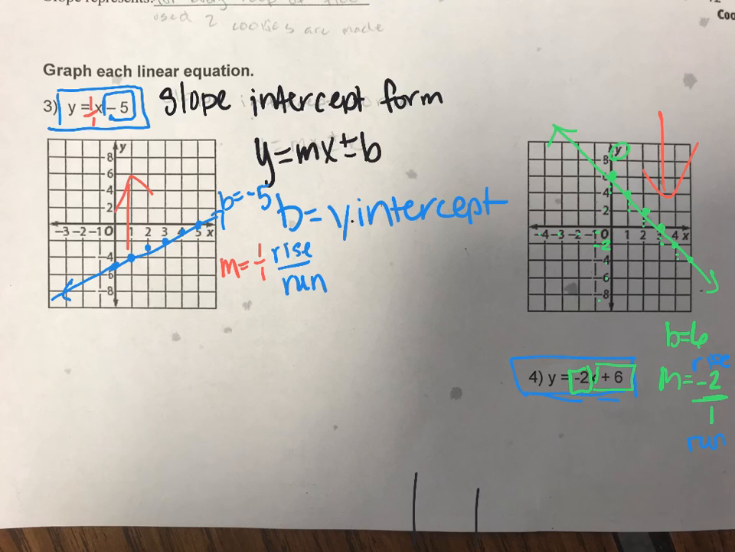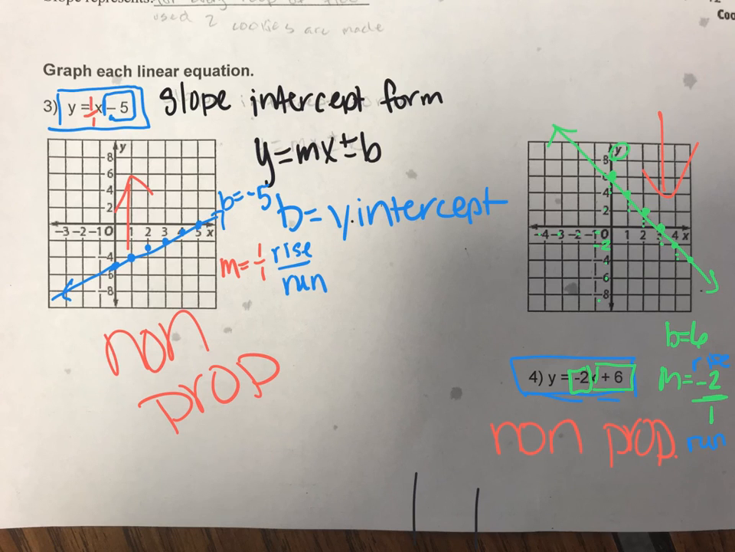Are either one of these lines proportional? Does it go through 0, 0? Number 3 goes up linearly, but it does not go through 0, 0. So this is not proportional. It's non-proportional. What about number 4? Does it go through 0, 0? No, so it's non-proportional also. So there are all the concepts in one.